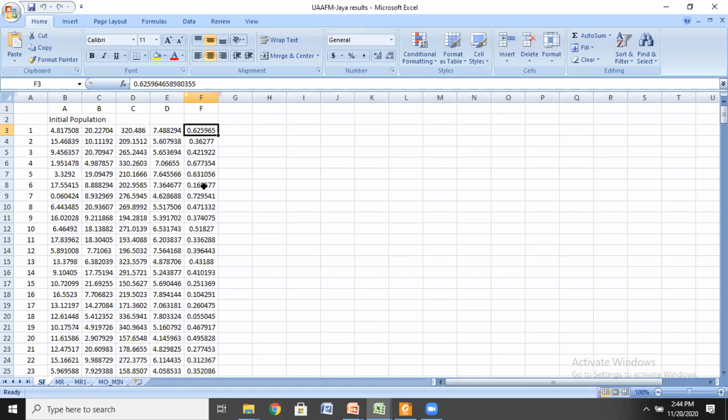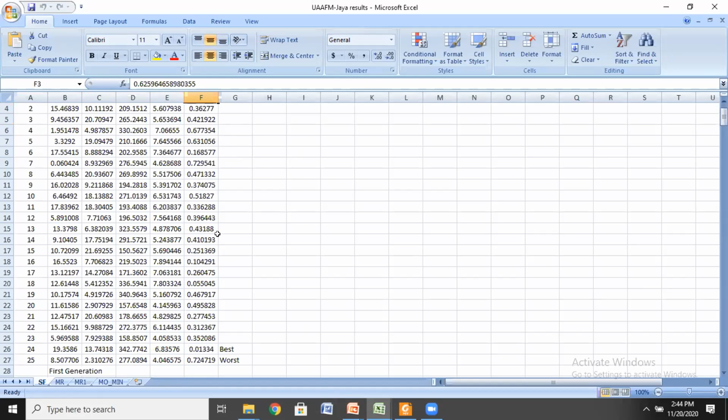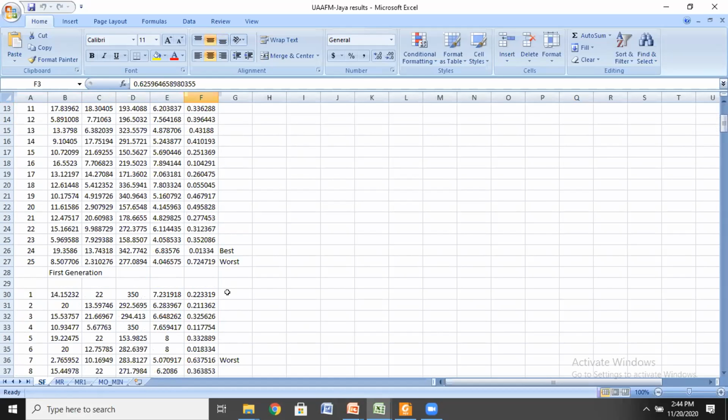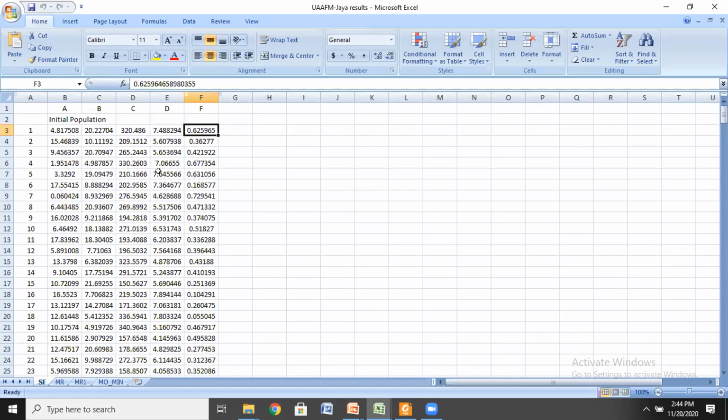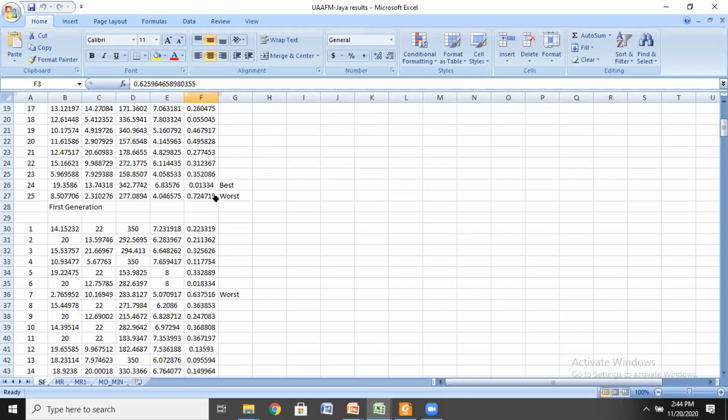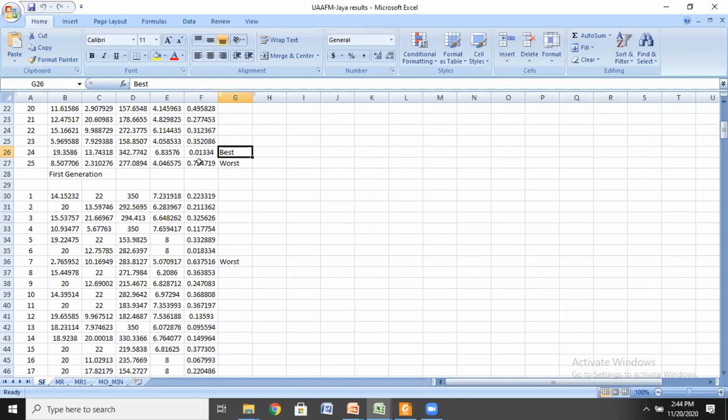As per the coding and as per the technique of this Jaya algorithm, this f of x is generated. Mine is lower the better, because in this particular one I'm taking Ra values, not delta Ra. So my function is minimization. I found the best solution as 0.013, and the worst solution is 0.7. So maximum is worst in my case and lower is best.